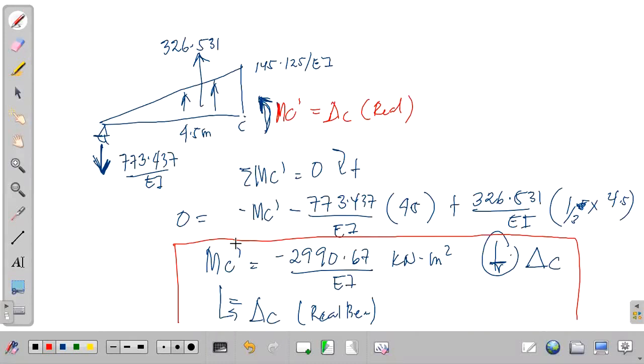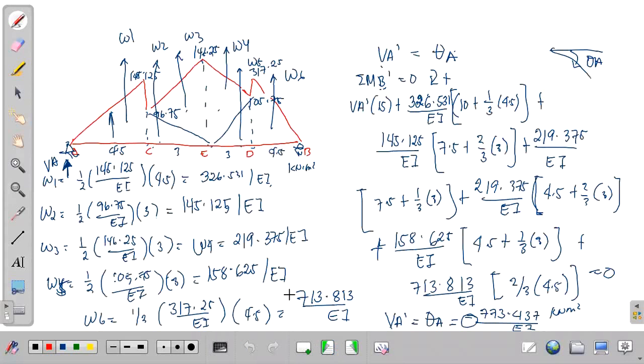So do you have any question? Excuse me, ma'am. Yes. Ma'am, bakit po may centroid sa slope? Ito, VA. Ito ba yung tinatanong mo? Yes, ma'am.